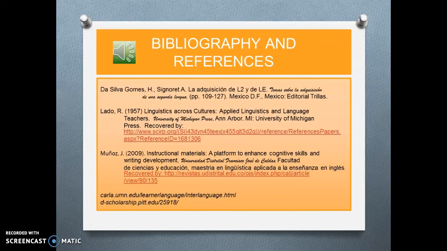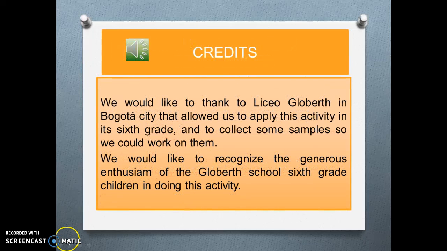Our job was supported by the slide on the screen. We would like to thank Liceo Glover and its 6th grade students. Their job could provide valuable interlanguage elements to adjust teaching strategy.